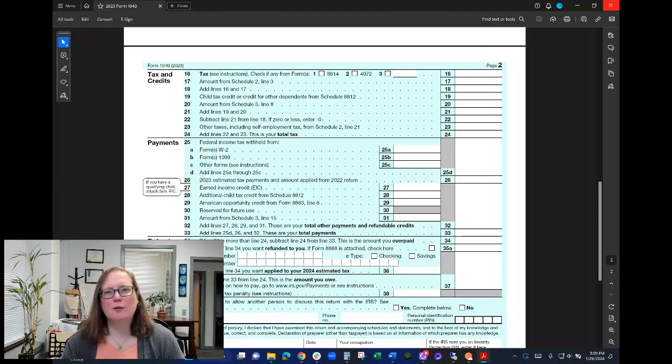Schedule that payment to come out on the deadline. You can schedule it to come out today as well if you want, but you can hang on to the money a little bit longer if you'd like.